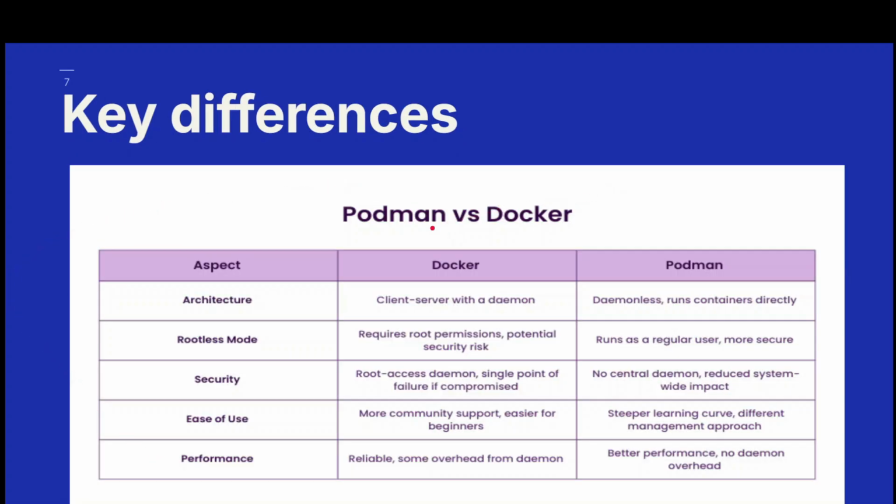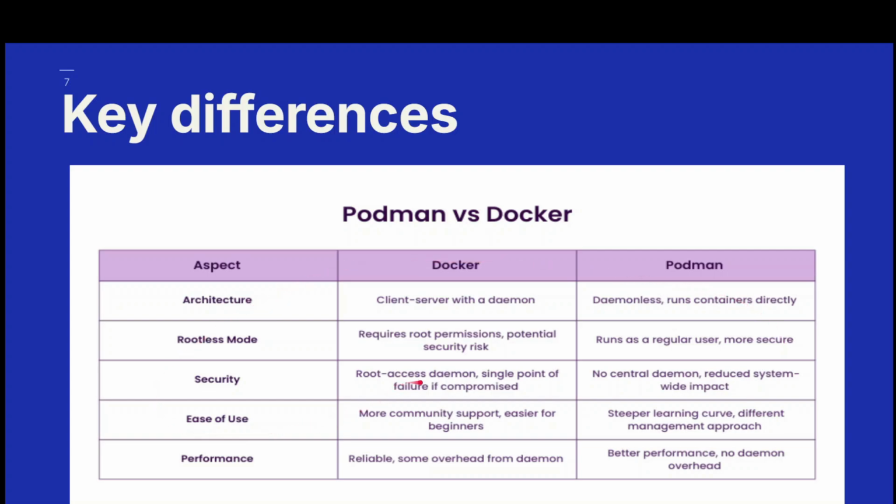So again, in tabular form, we can see the differences. Architecture: Docker is client-server with a daemon, while Podman is daemonless and runs containers directly. Okay, so this is the difference architecture-wise. Rootless mode: Docker requires root permissions, which is a potential security risk. In the case of Podman, there is no root user. We can use a regular user, and it is more secure.